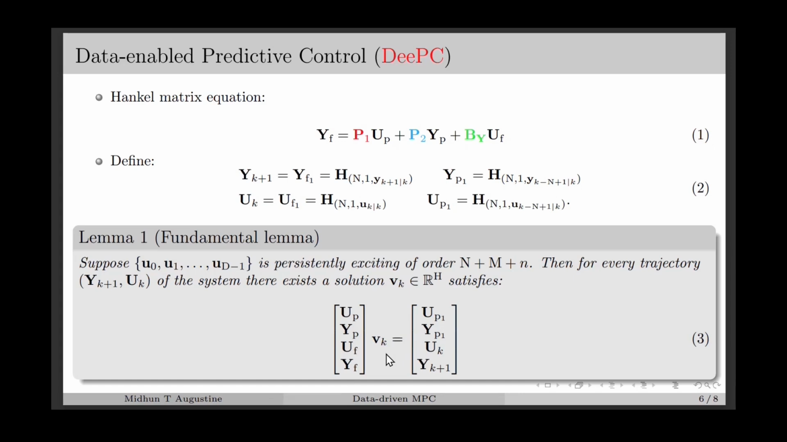We can say that the fundamental lemma gives a relationship between the future output and input to the past data in the system, which is represented using these Hankel matrices. And since these Hankel matrices capture the dynamics of the system, we can say that this is equivalent to a model. Then in the case of MPC, the cost function will be defined using the predicted output and control input UK. And for defining the constraint, we will be using this equation.